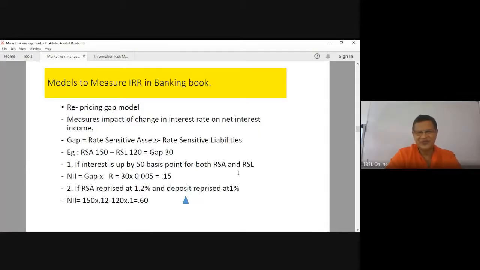As a result, you have a positive gap. Sometimes this can be negative, because if your liabilities are high, this can be negative. But in my example, in your 1 to 6 months bucket of rate sensitive assets compared to rate sensitive liabilities, we have a gap of 30. That means your assets are 150 million, your liabilities are 120 million. We'll say the interest rate goes up by 50 basis points. 50 basis points means not 100, 200, it's 0.005.